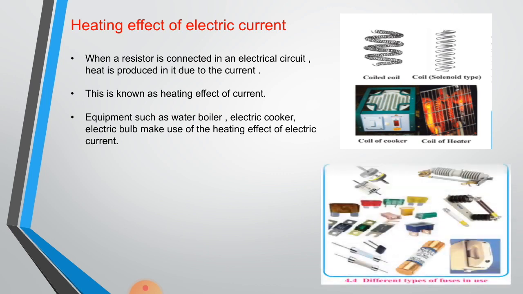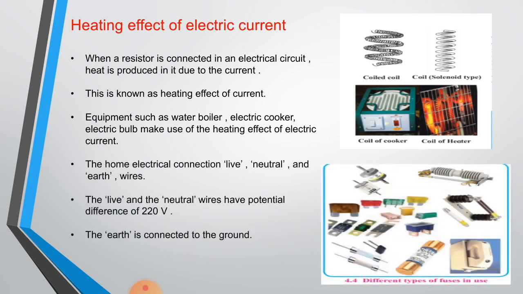Then, we have learned that our home electrical connection consists of 3 wires, that is a live wire, neutral wire, and earth wire. The live and neutral wires are the connection which we get from electric poles, and the earth wire is connected to the ground. The live and the neutral wires have a potential difference of about 220 volt.